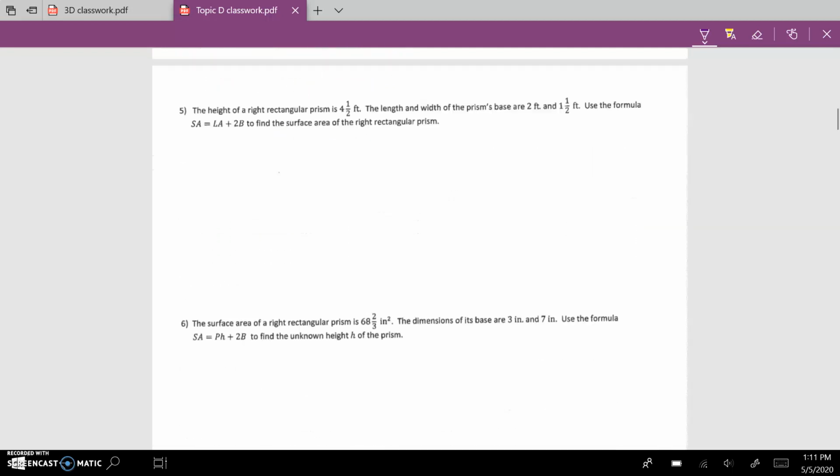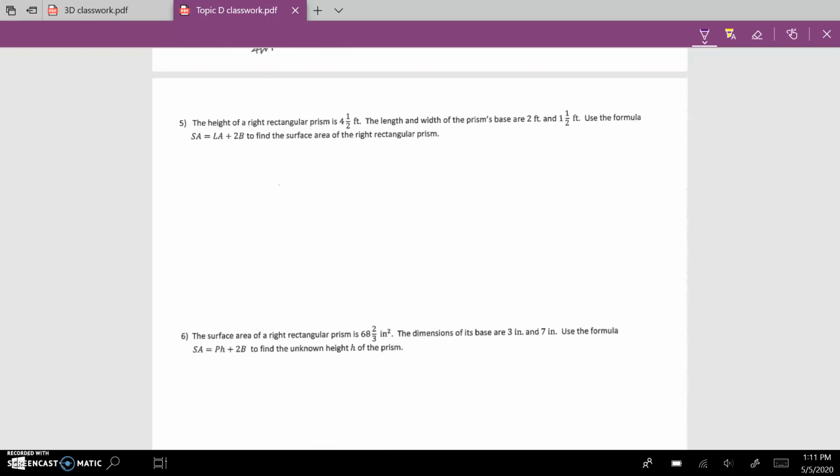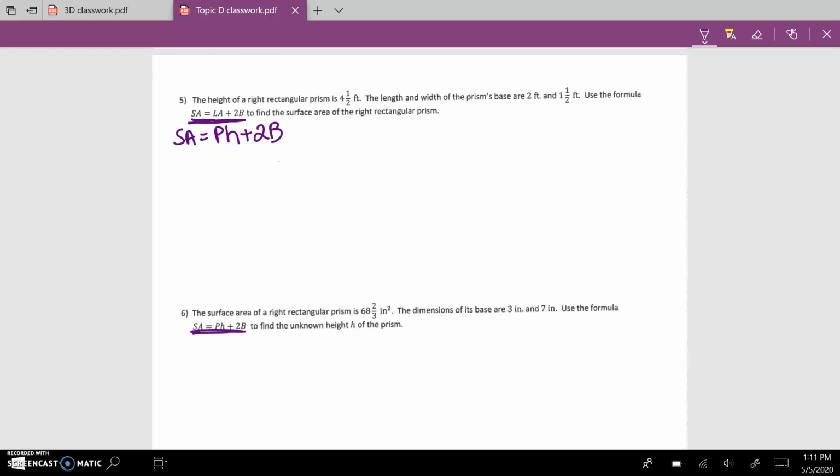Now on the second page, something, I don't know why they do this. This formula here, this is the same formula as we've been using, because see, they listed down here. So it's the same thing as the perimeter of the base times the height plus 2 times the area of the base. So they give you the height of a right rectangular prism, the length and the width. So I would draw a picture. Even if you're not very good at it, that's okay. Just to kind of help you visualize.